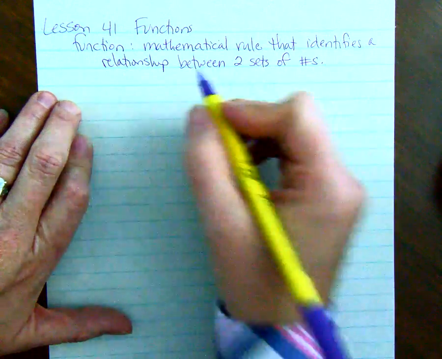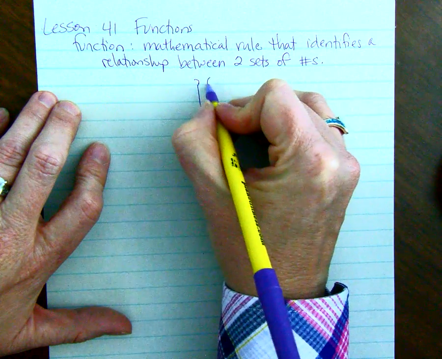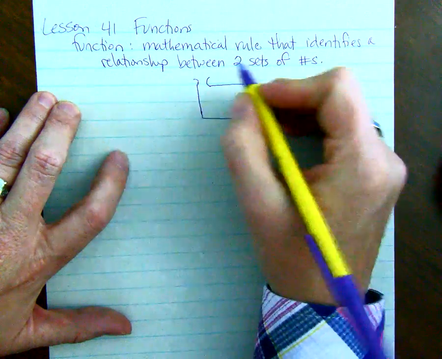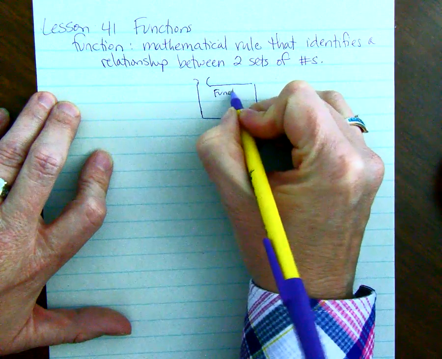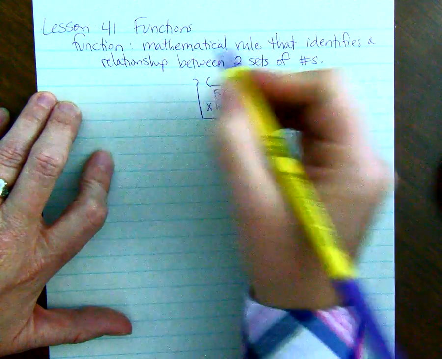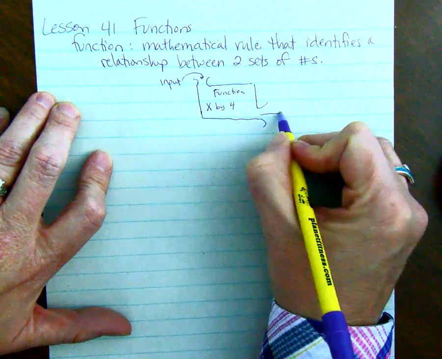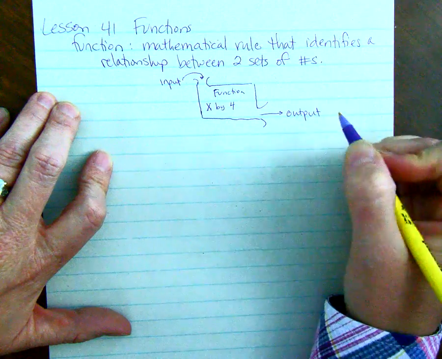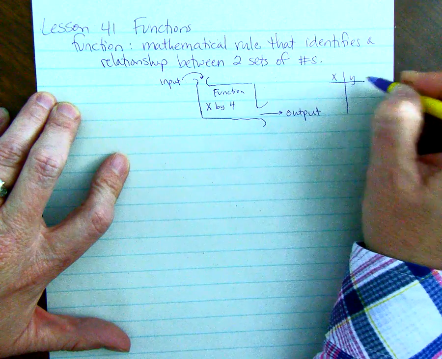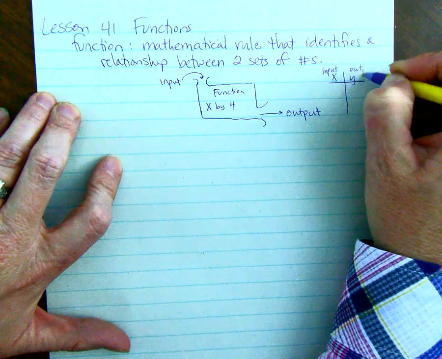So it's kind of like if you had a machine. They used to call it a function machine. Let's say the rule was times it by 4. So we put a number in, that's called the input number. Then we times it by 4, and what we get is called the output number. Whenever we do an XY table, we think of the X as the input number and the Y as the output number.